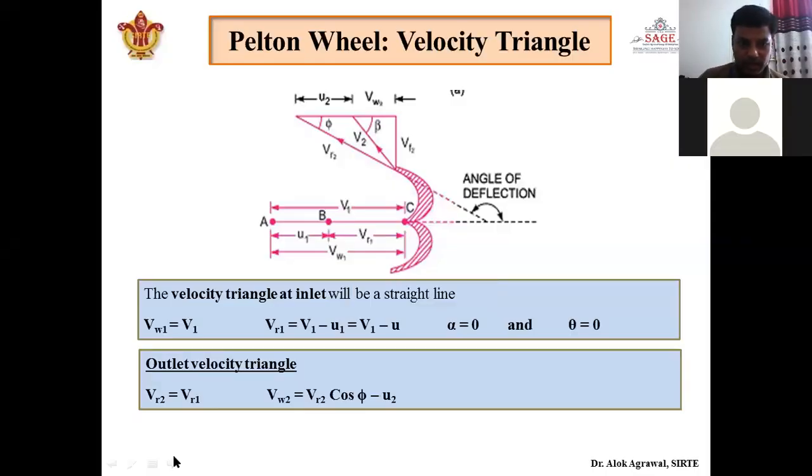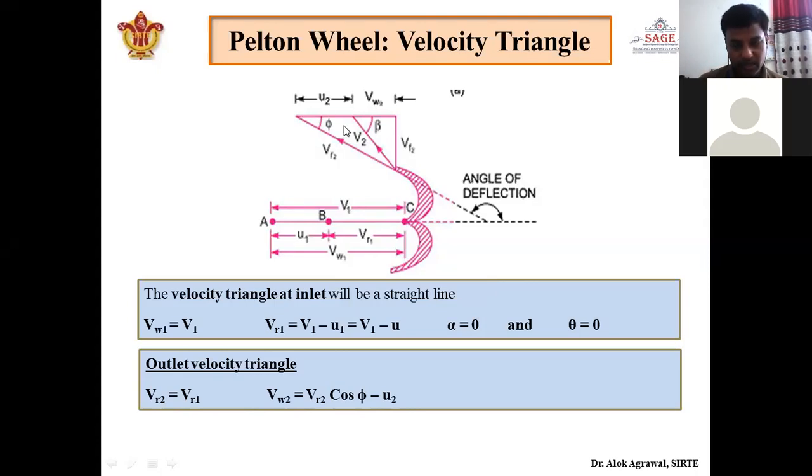So from the outlet velocity triangle, if there is no frictional loss in the blade, then the outlet relative velocity will be equal to the inlet relative velocity. That is, VR1 will be equal to VR2, and VW2 will be given by this length, minus U2. So this is the cos component of VR2. So VW2 can be written as VR2 cos phi minus U2. Okay, so these are the two formulas that are very important in the case of the outlet velocity triangle.